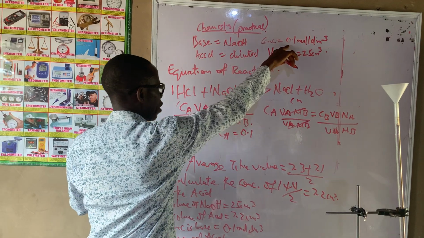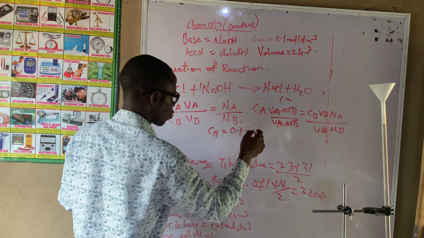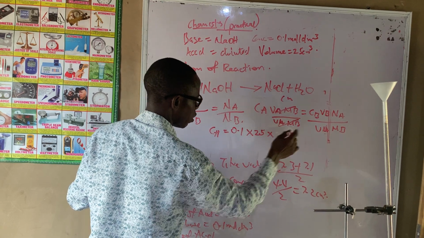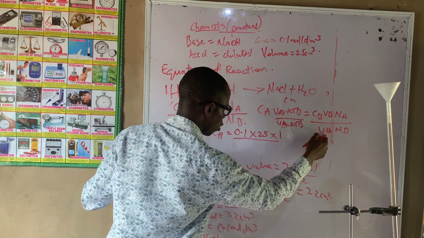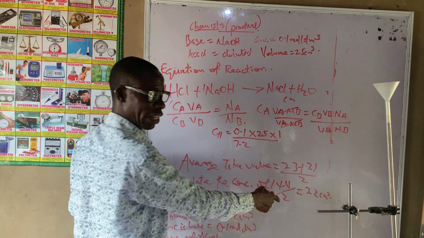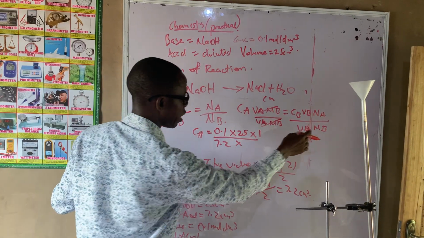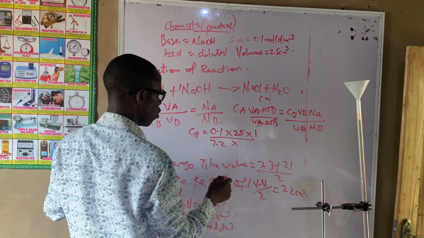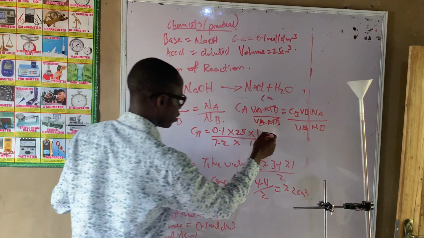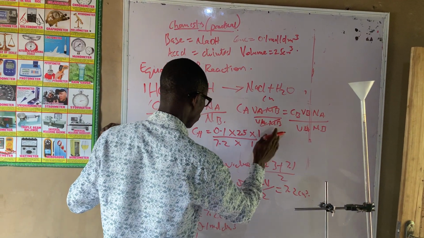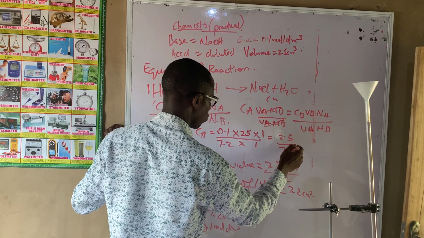It is 0.1, multiplied by volume of base, which is 25. Number of moles of acid is 1, over volume of acid 7.2, your average titre value. Then number of moles of the base is 1. So we're having 0.1 times 25, that is 2.5 there over 7.2.